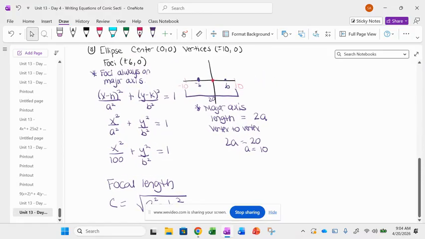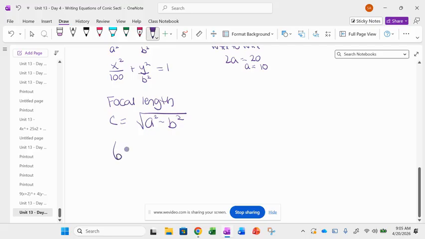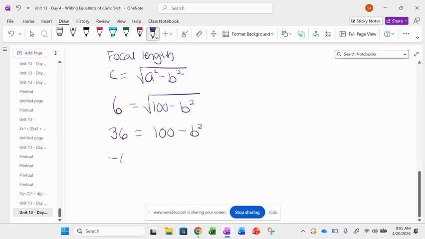Now, I didn't tell you the focal length, right? But we can figure out the focal length since I told you the foci are plus minus 6, 0. Now, that focal length is not from focus to focus. Remember, the focal length is from focus to what? Center. And so from negative 6 to 0 or from 6 to 0, how many units is that? 6. So that's going to be 6 is equal to the square root of a squared, which we said is 100, minus b squared. Now I'm going to solve for b squared. I'm going to square both sides. So I have 36 is equal to 100 minus b squared. Subtract that 100. So I have a negative 64 is equal to negative b squared. So b squared is equal to positive 64.